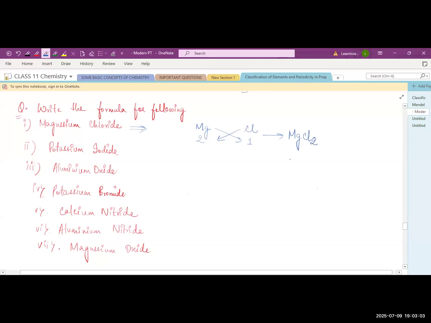Second one, potassium iodide, or just change it. Just write down potassium oxide. Okay, now write. Okay, do the rest. Potassium oxide, aluminium oxide, potassium bromide, and so on.